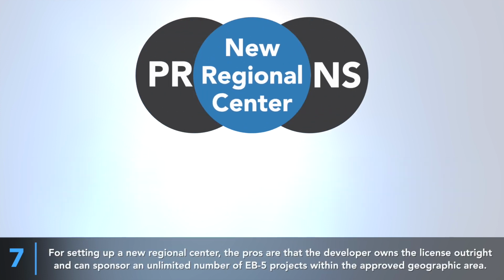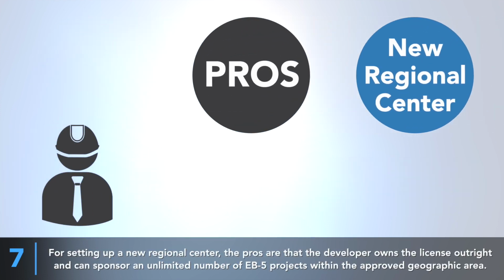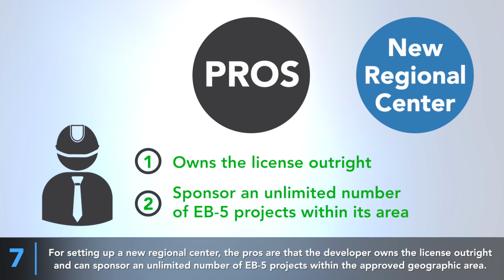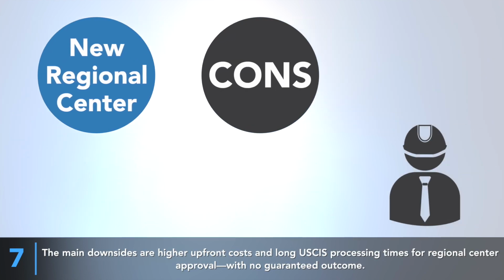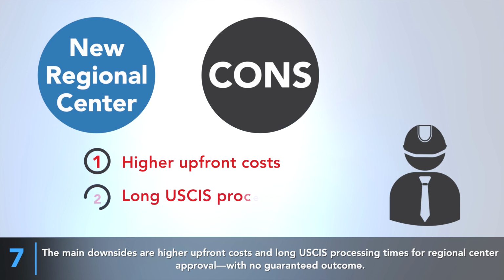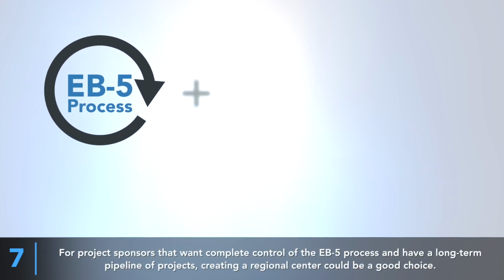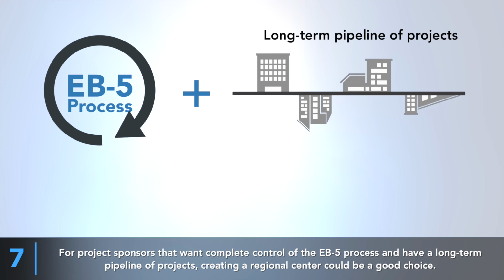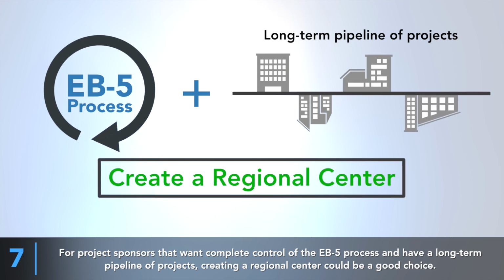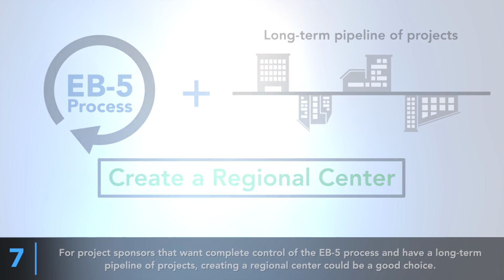For setting up a new regional center, the pros are that the developer owns the license outright and can sponsor an unlimited number of EB-5 projects within the approved geographic area. The main downsides are higher upfront costs and long USCIS processing times for regional center approval, with no guaranteed outcome. For project sponsors that want complete control of the EB-5 process and have a long-term pipeline of projects, creating a new regional center could be a good choice.